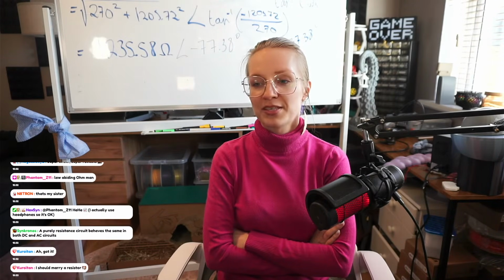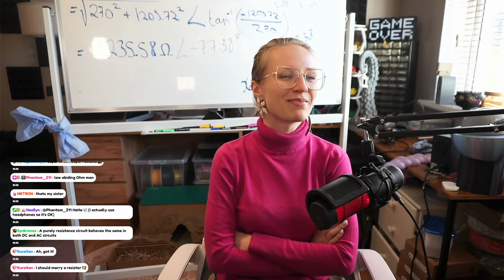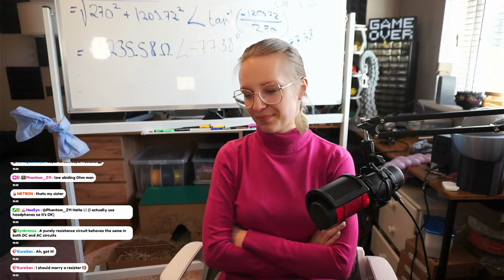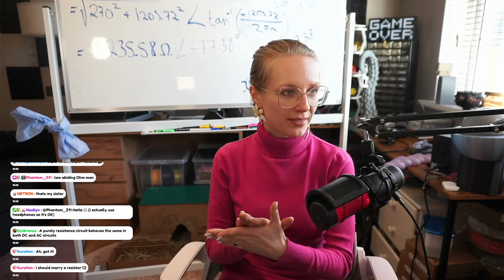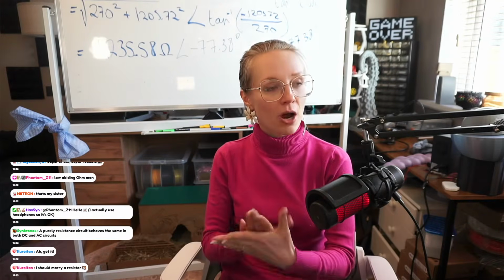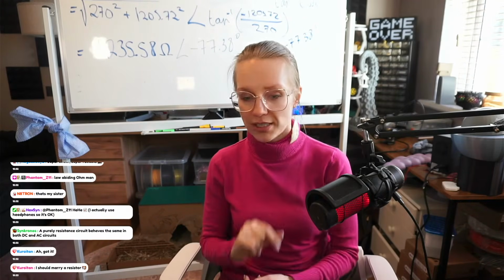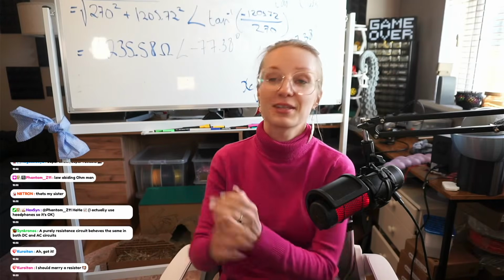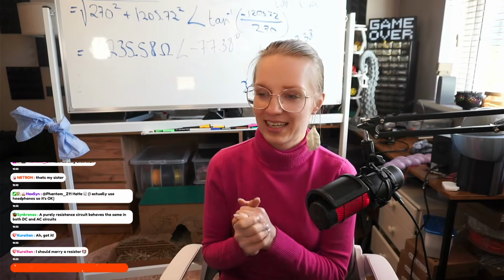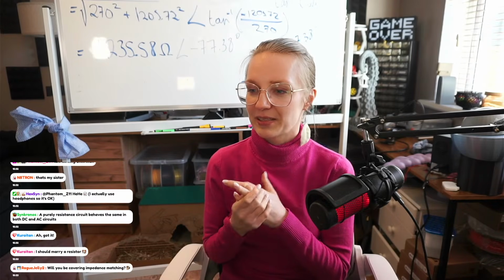I should marry a resistor. That's the summary of my explanation. So the resistor is the thing that's proper. The inductor and the capacitor are not proper. They're bold. They're naughty. And they ruin everything for us in a circuit. Well, I say ruin, but you know, they make really interesting things.